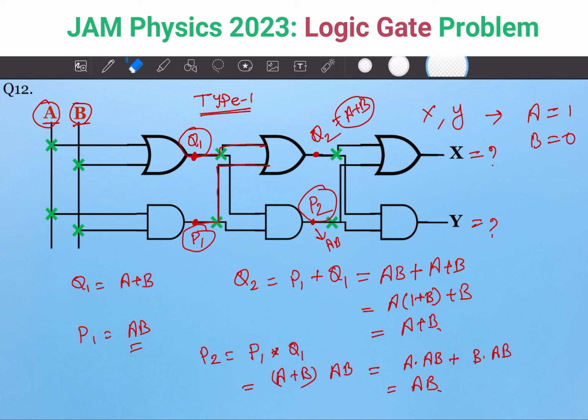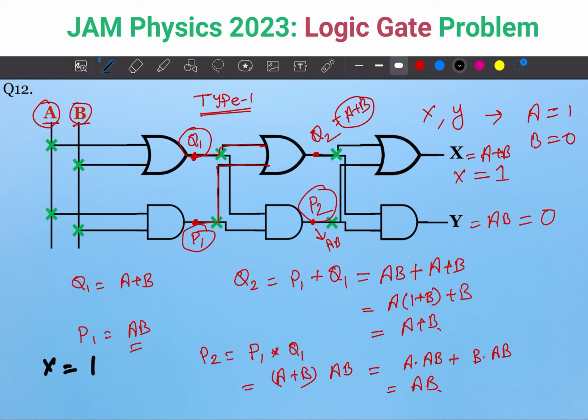So from here we can easily write down x is equal to A plus B and y is equal to A into B, right? If we put the value of A as 1 and B as 0, then what will be the value of x? x is equal to 1, okay? And if we put A as 1 and B as 0, then y is equal to 0, okay? So we can write down the answer will be x is equal to 1 and y is equal to 0, okay? So this will be type 1.